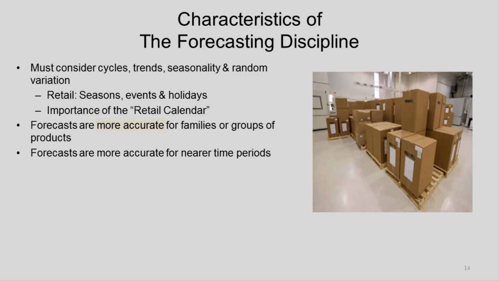The other point, the last bullet here, is that forecasts are more accurate for nearer time periods. It's just easier in any facet of life, if you think about it, to predict what you're going to be doing tomorrow, as an example, as opposed to what you're going to be doing a year from today. The same applies to companies. It's just easier to see nearer terms. So it's easier to forecast for nearer time periods as opposed to out a year, or even 6 months.